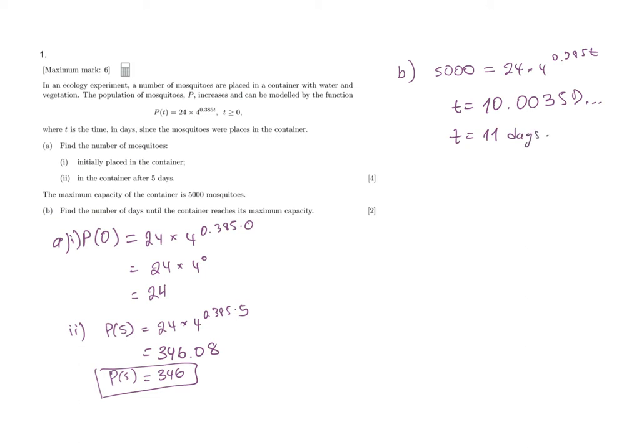We can check that P of 10 has a value of 4,990. So on the 10th day, it still hasn't reached 5,000. So after 11 days, you would have reached 5,000 flies.